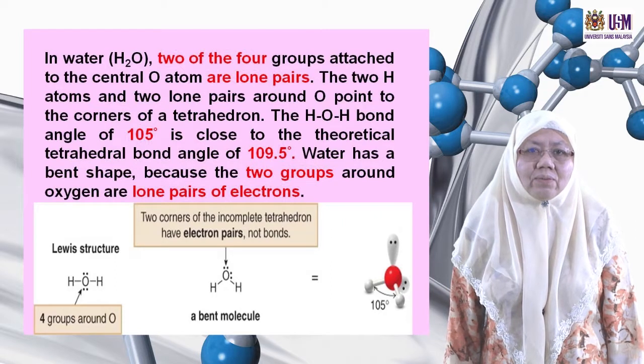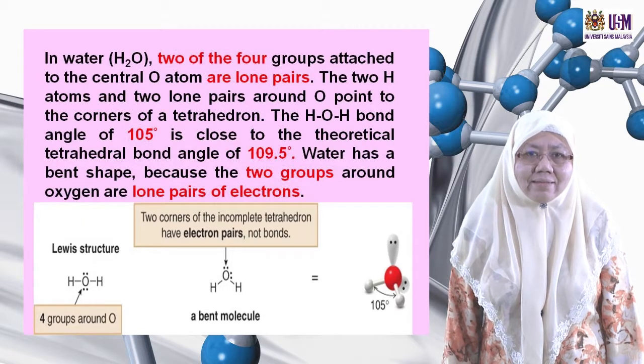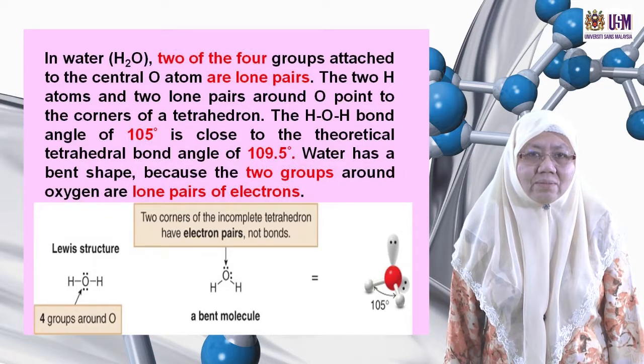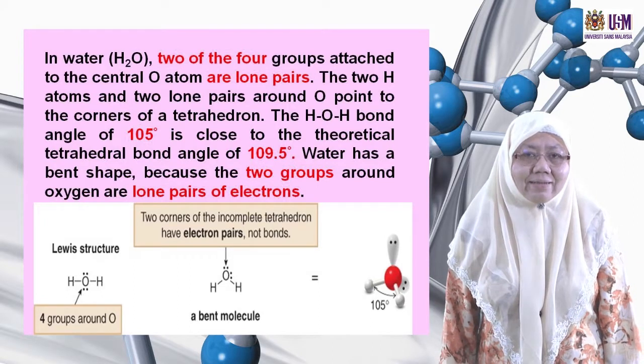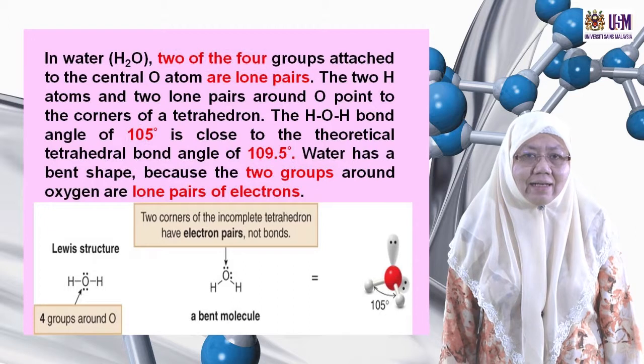In the following slide, we see the water molecule. In the water molecule, we have two of the four groups attached to the central oxygen atom that are lone pairs. The two hydrogen atoms and two lone pairs around oxygen point to the corners of a tetrahedron. The hydrogen-oxygen-hydrogen bond angle is 105, which is close to the theoretical tetrahedral bond angle of 109.5. Water has a bent shape because two groups around oxygen are lone pairs of electrons.